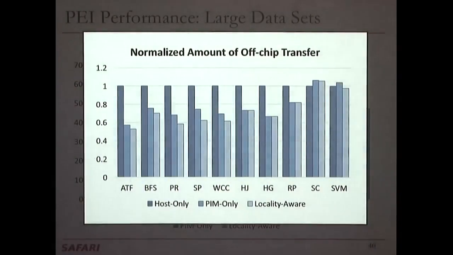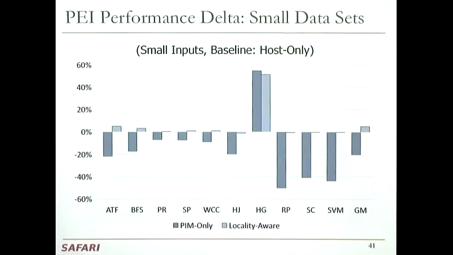But the decision mechanism, I'm going to skip this. You can look at the, well, I guess maybe I won't skip it. One of the benefits you're gaining is the reduced off-chip transfer. This is host only when you're executing on the processor. If you're executing in memory, you're basically reducing the data transfer by about 40% over here, and a lot in many of the workloads over here. And you can read the paper for what's going on with that one.